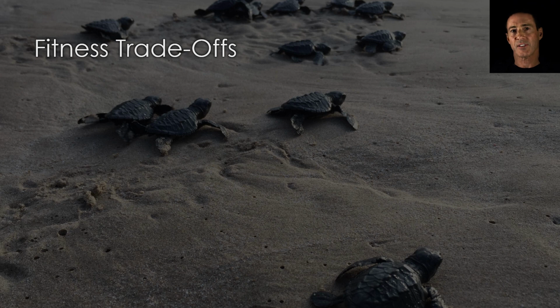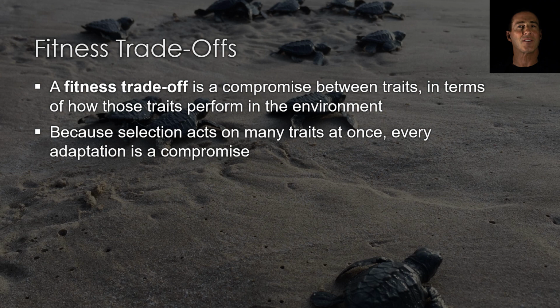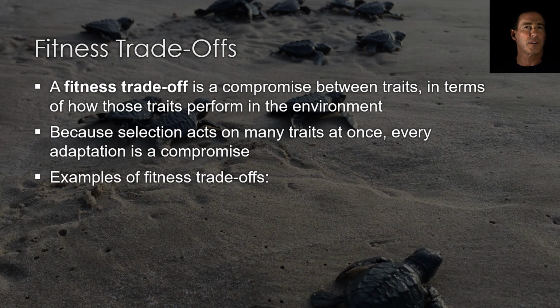In nature, selection occurs in the context of fitness trade-offs. A fitness trade-off is a compromise between traits in terms of how those traits perform in the environment. Because selection acts on many traits at once, every adaptation is a compromise. During the drought in the Galapagos, medium ground finches with large bodies could chase off smaller birds from seeds, but individuals with large bodies require large amounts of food to maintain their mass, and they also tend to be slower and less nimble than smaller individuals. When food is scarce, large individuals are more prone to starvation.